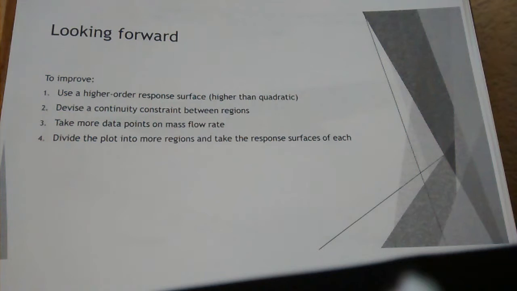Ultimately, the results were a partial success. There was proof that the method could be viable, but it needs further improvements. Specifically, we need to use a higher order response surface to stop muting out those curves, so higher than quadratic. And we need to devise a way to eliminate this discontinuity between the two response surfaces that were created separately. Now, those two things together are going to require some custom written MATLAB code. In addition, taking more data points and dividing the plot into more regions and other more conventional measures might also improve the outcome.